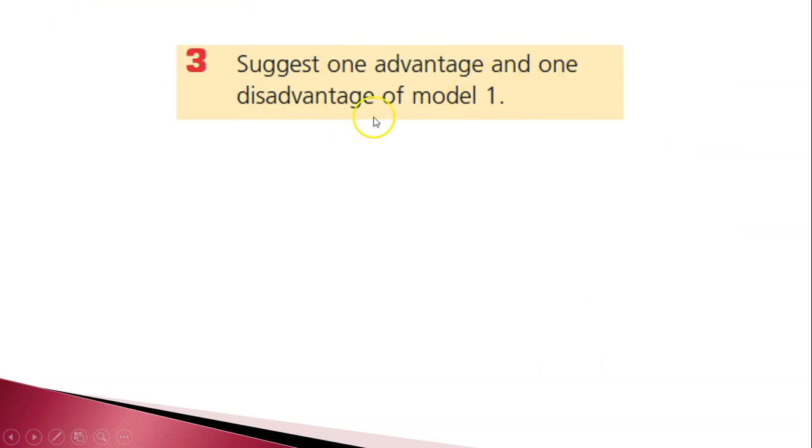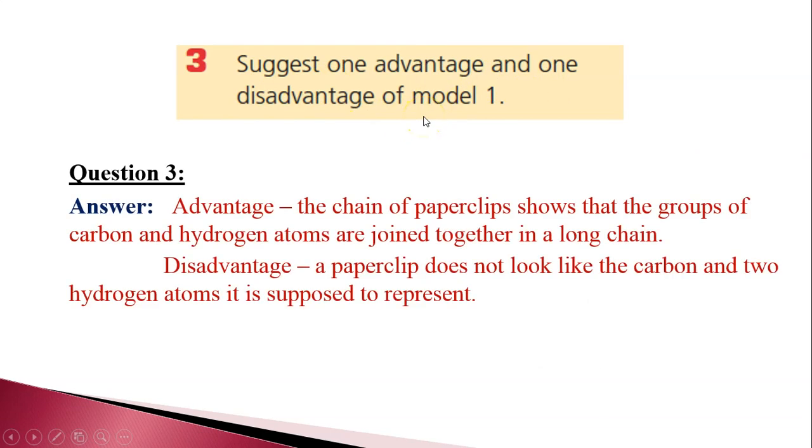Suggest one advantage and one disadvantage of model 1. You remember model 1, right? What was the advantage and what was the disadvantage of model 1? The chain of paper clips shows that the groups of carbon and hydrogen atoms are joined together in a long chain. This representation helps to understand that it is made up of chains. But the disadvantage is that a paper clip doesn't look like a carbon or a hydrogen atom, right? So it is only helping us understand the basic concept.